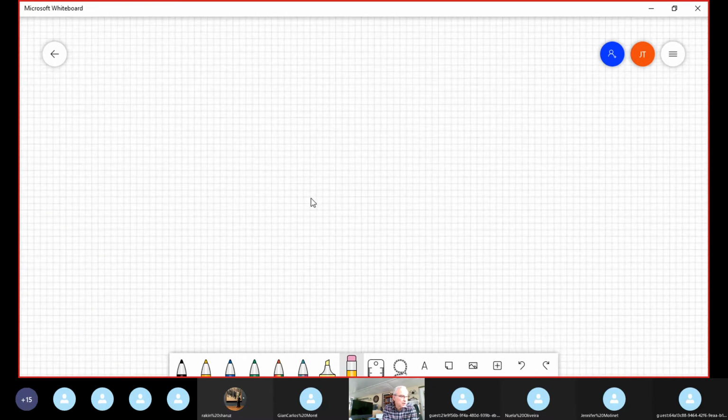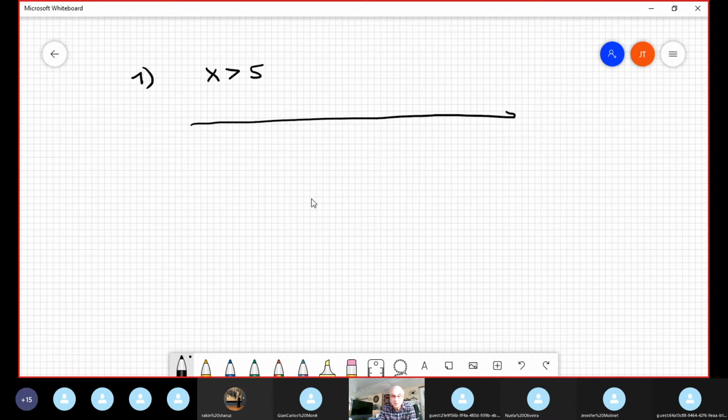Let's move on to the next section inside the package. It's super easy. Graph the expression and write the interval notation. Okay, let's do it. Number one is x greater than 5. And the graph is given like that.